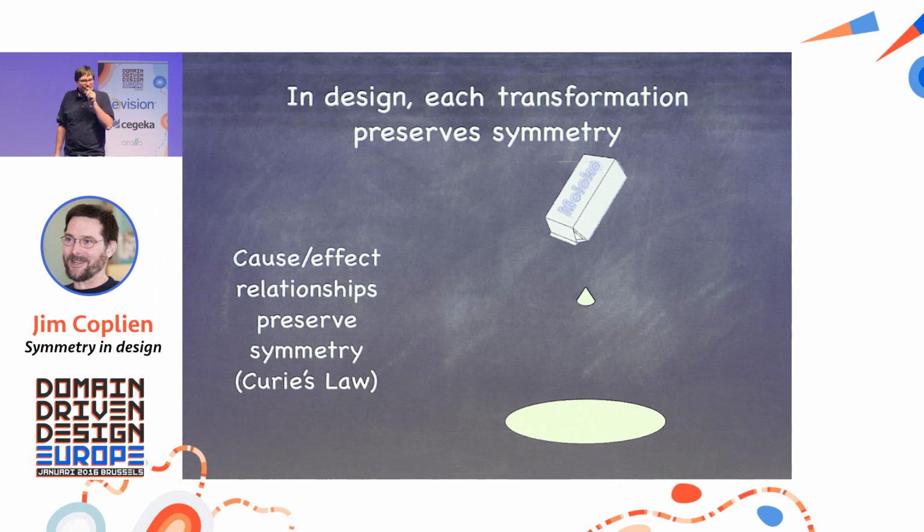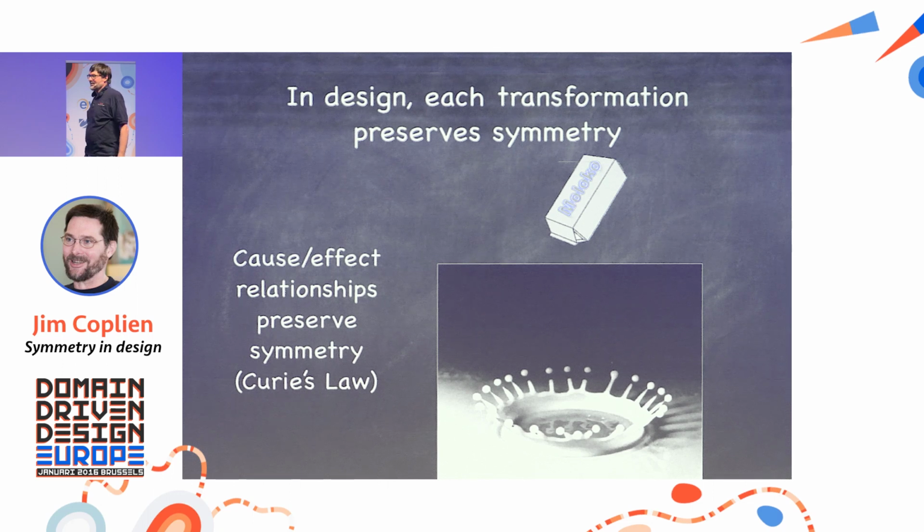So Curie's law, named after Madame Curie, says that every symmetry of the cause is a symmetry of the result. So when this drop comes down, I'm going to get a perfect rim of rising milk around the edge, right? Uh-oh. It's not a perfect rim. The symmetry breaks. This is how nature works. By the way, do you know it's always a multiple of 12 droplets? Spooky as hell.